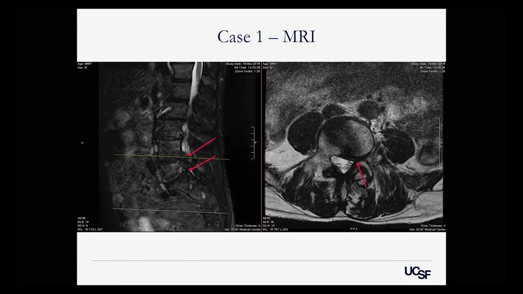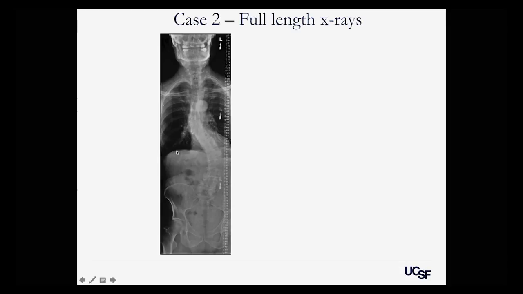First, looking at his MRI scan, at the very bottom of the spine, he has two levels where there is pressure around those nerves. It is on the left side, so it correlates with his symptoms. But it gets more complex when you look at his x-rays. He actually has scoliosis, very, very severe.